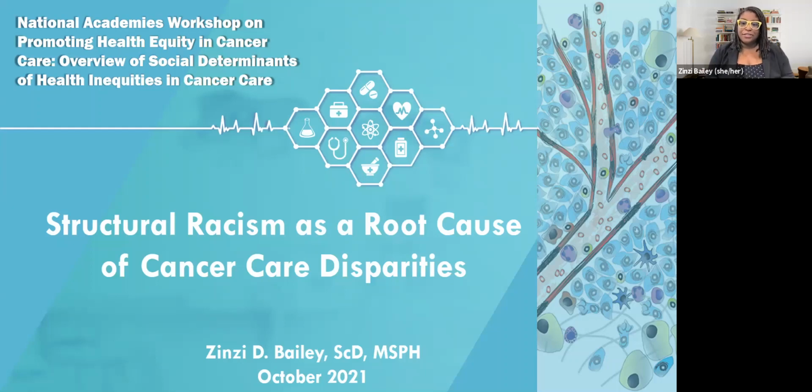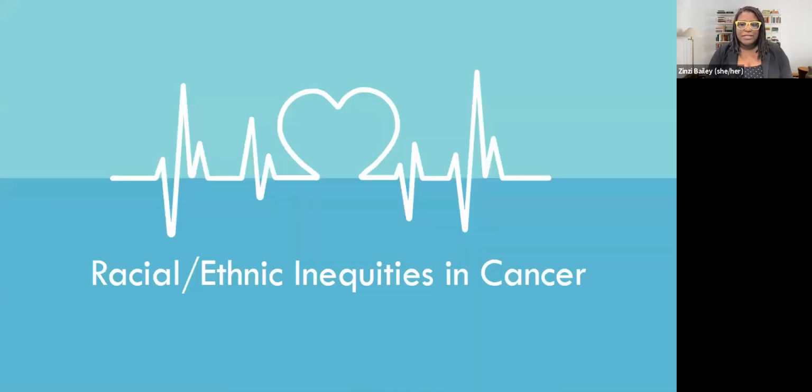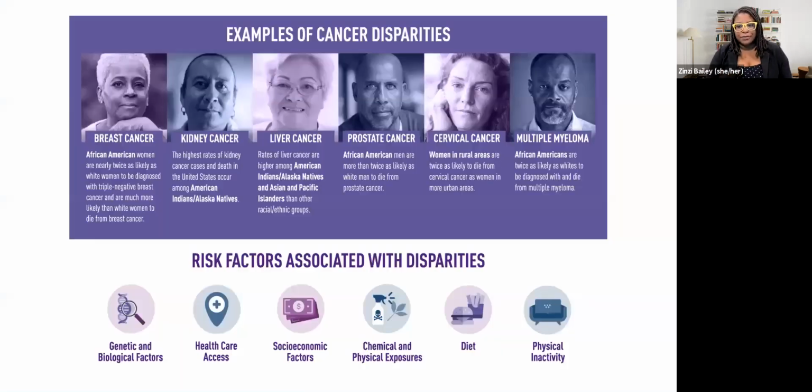As a social epidemiologist focused on operationalizing structural racism in relationship to lung cancer disparities, my talk today will be focused on distinguishing social determinants of health from social determinants of health inequities, focusing on structural racism as a root cause of cancer care disparities. I'll focus on two main areas: unpacking racial and ethnic inequities in cancer, and highlighting the role of structural racism in driving racial and ethnic inequities.